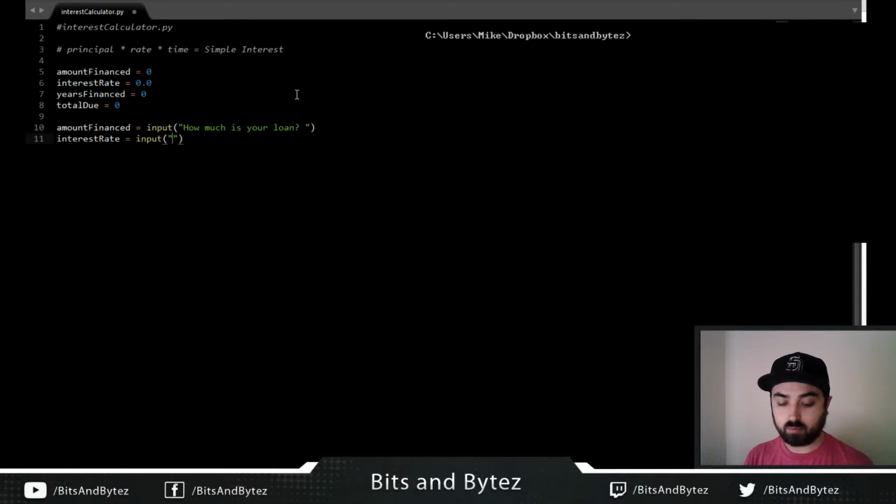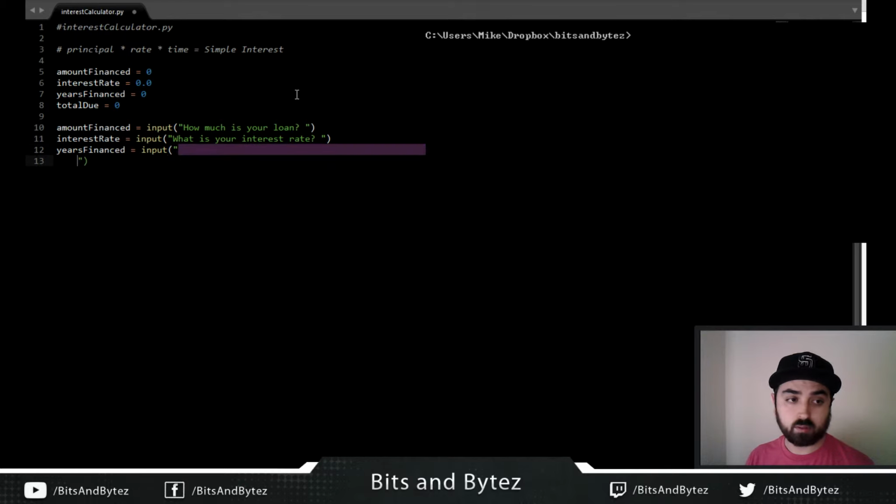So input, what is your interest rate? And then years financed is going to be equal to input, and same thing, how long in years is the loan, or something grammatically correct.